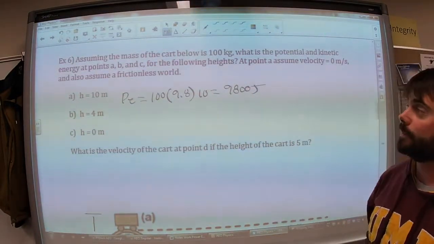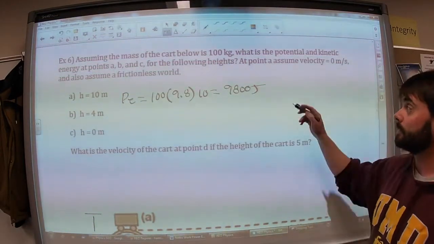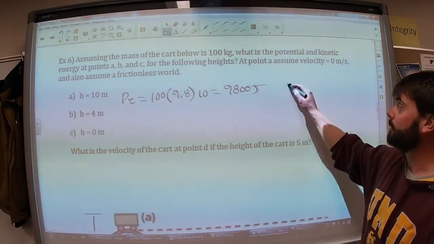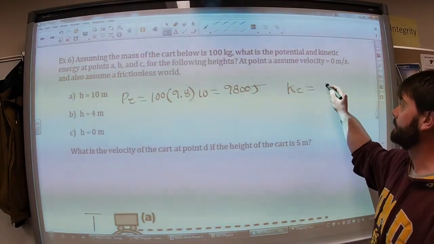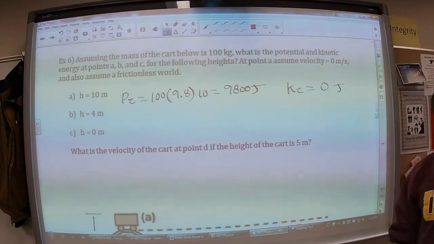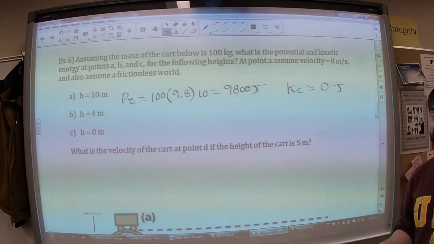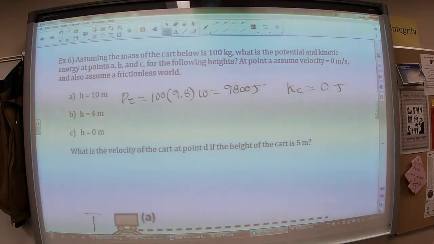Now this is an extremely important number because at the top, assuming that the cart's motionless before we let it go, that's the total amount of energy of the system. There's no kinetic energy before we let the cart go. So in the problem, they're saying at the top, let's assume that the velocity is 0 and it's a frictionless world.